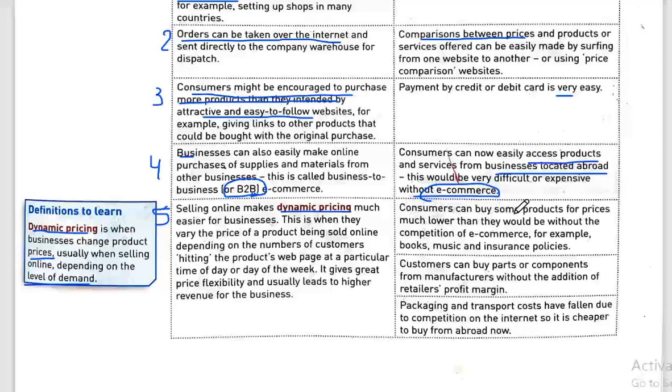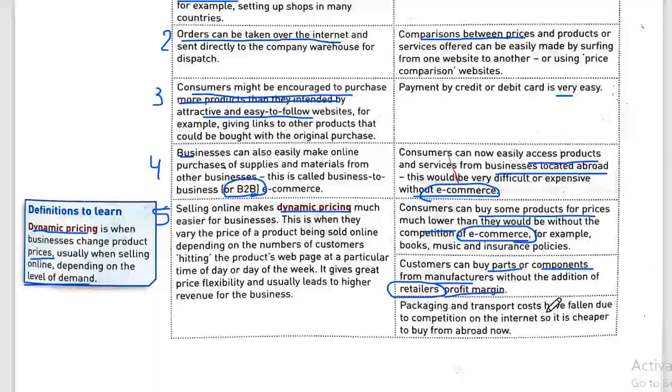Consumers can buy some products for prices much lower than they would without the competition of e-commerce. So because of e-commerce, consumers are now able to buy products for cheaper prices. Customers can buy parts or components from manufacturers without the addition of retailer profit margin. So as a customer, I can get parts or components from manufacturers without the retailers, which is like distribution channel 2, adding money or making the prices more expensive. I can buy it cheaper from the internet.